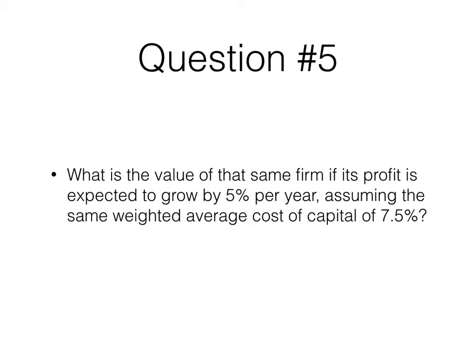Pause the video, go ahead and figure that out. We'll come back to it. Okay, your answer should be $12,600,000. The $300,000 profit is going to grow by 5% a year. Dividing that by the weighted average cost of capital minus the growth rate gives us $12,600,000.